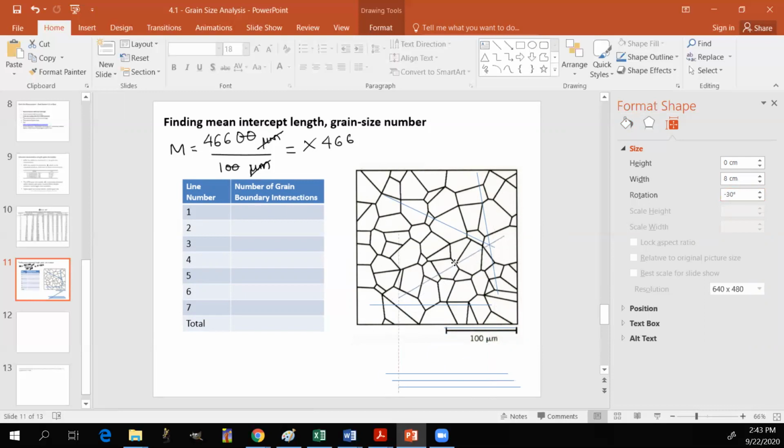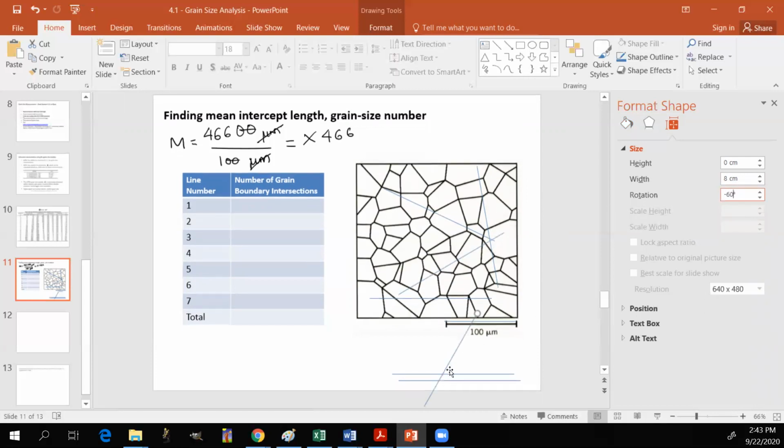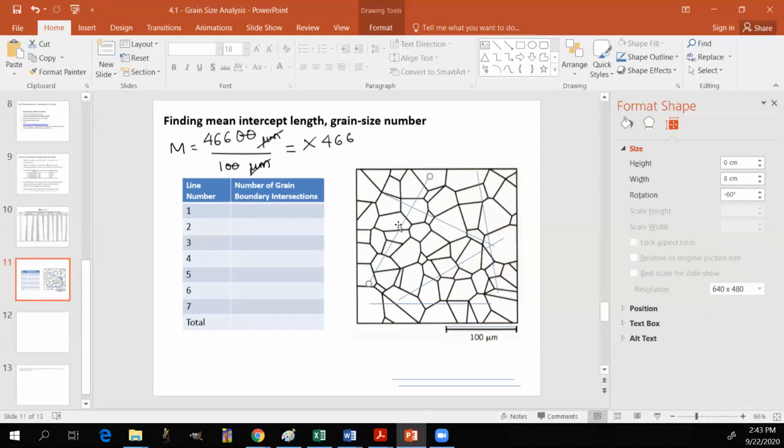So what we're going to do is basically with these lines, we're just going to randomize these lines across, see how many intercepts they have. And with this randomization, we get an average kind of idea of what the grain size number is going to be, if that makes sense. So let's say minus 60. So that's what that guy looks like. So let's put him right there.